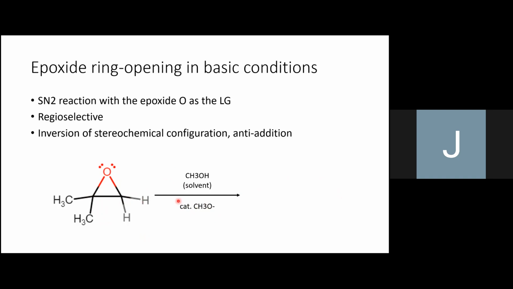So as I said before, this is an SN2 reaction and it's regioselective. Can you guess where our nucleophile, in this case this catalytic base, is going to attack? Remember, we have two possibilities: this carbon over here and this carbon over here. These are two potential electrophiles. Can you guess which one is going to be attacked if this is an SN2 reaction?